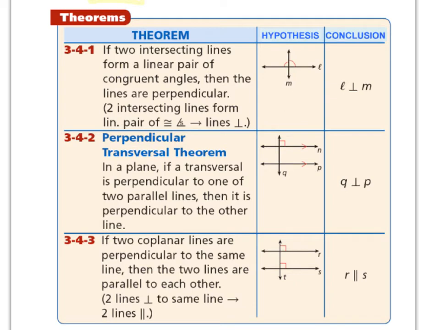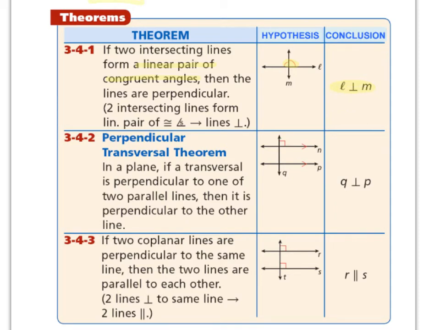If 2 intersecting lines form a linear pair of congruent angles, then the lines are perpendicular. And this makes a lot of sense because if we have 2 lines intersecting, we end up with a linear pair, which we will every time we have 2 intersecting lines, but these are congruent. So that means it takes 180 degrees and it splits it exactly in half, 90 and 90. Then we know that those lines meet at a 90-degree angle, and we can conclude that the lines are in fact perpendicular to one another.